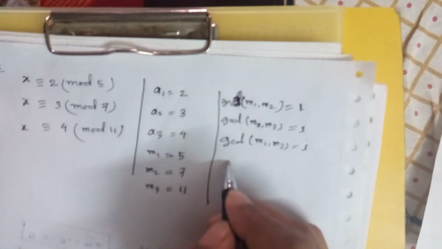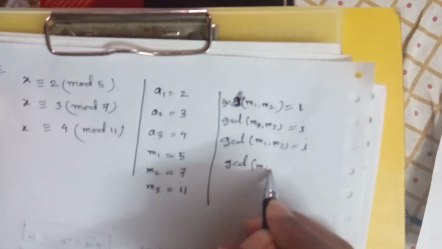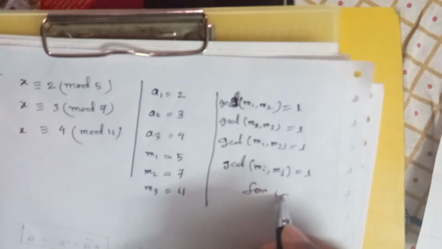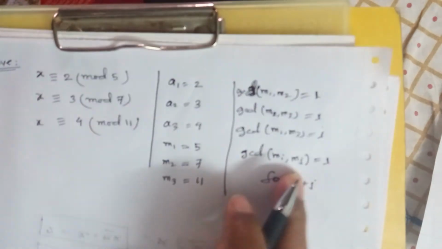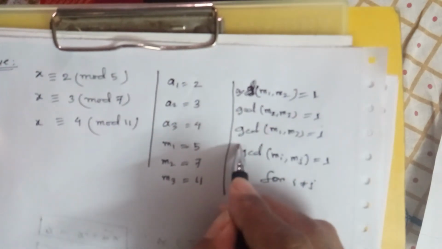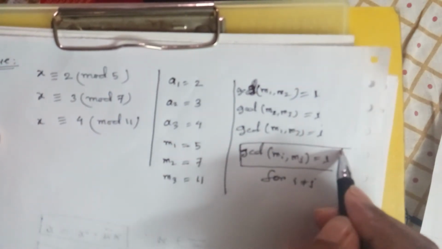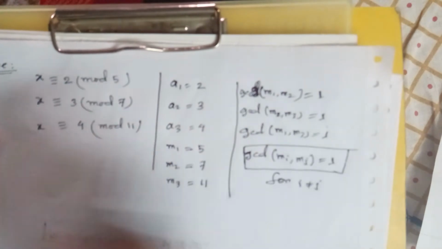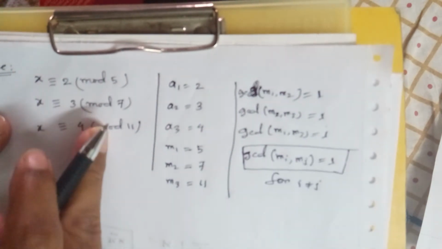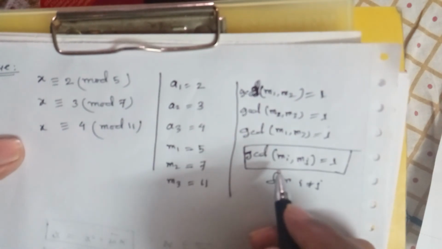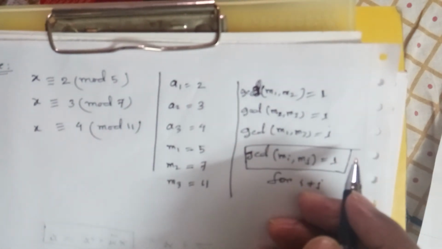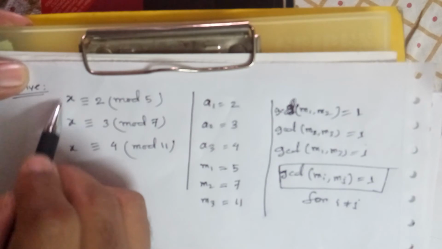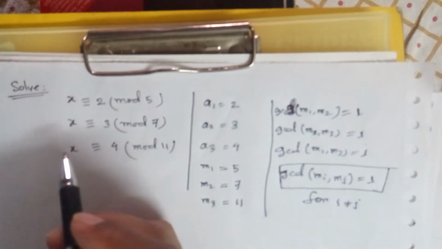That is, we can say GCD of mi, mj is equal to 1 for i not equal to j. This is the very important point. If this condition is not satisfied, it does not guarantee that the system of linear congruences has a unique solution. So this is the main point, remember it. And one other point: the coefficient of x is 1, here 1, 1. This is the rule.